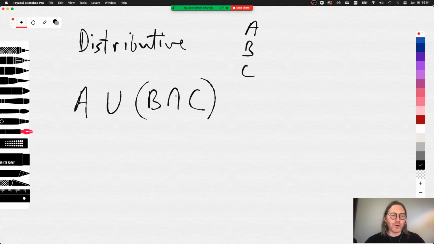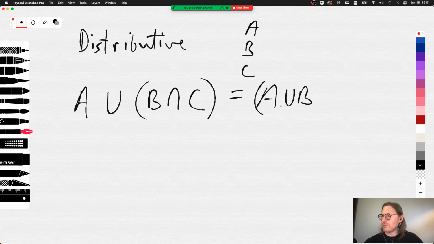The intersection operation is going to precede the union operation in terms of order of operations, but we don't have to worry too much about that. I'm going to very clearly delineate anything like that using parentheses. So there is an equivalent statement here, and that is A union B intersected with A union C.